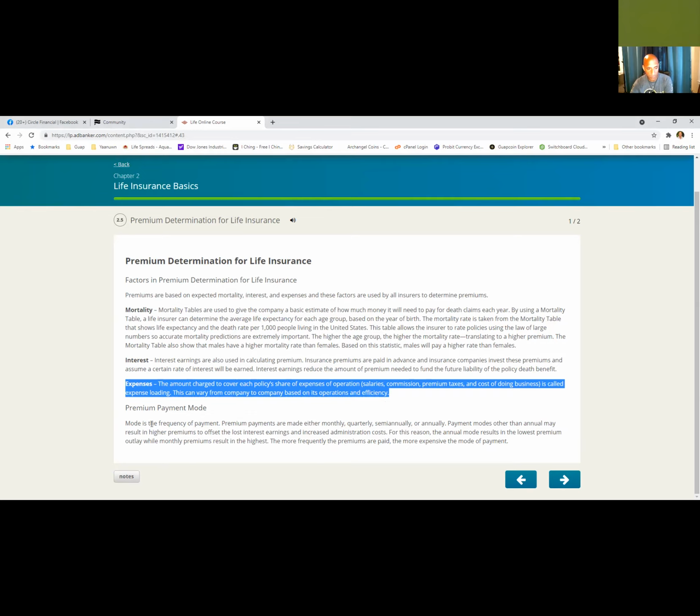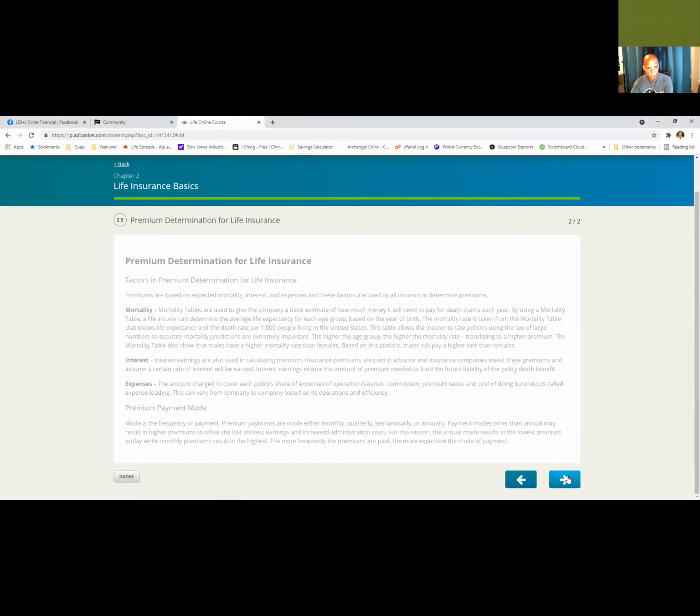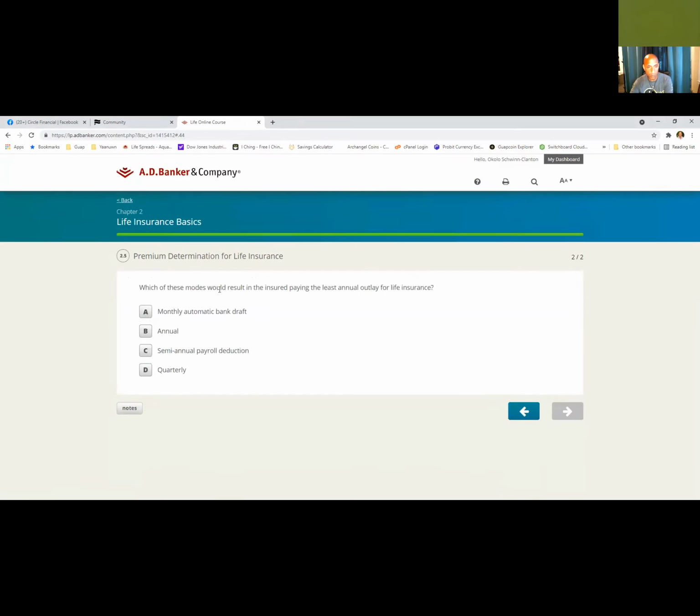The premium payment mode, the mode is the frequency of payment. You can pay monthly, quarterly, semi-annually, or annually. Which of these modes would result in the insured paying the least annual outlay for life insurance? Monthly automatic bank draft, annual, semi-annual payroll deduction, or quarterly?